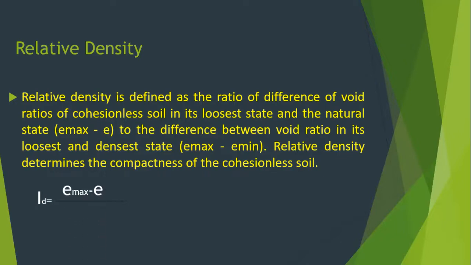Again I'm going to repeat it: Emax is the void ratio when soil is in looser state, minus E, the void ratio when soil is in natural state, divided by Emax minus Emin. Emax is again the void ratio when soil is in looser state, minus the void ratio when soil is in denser state.